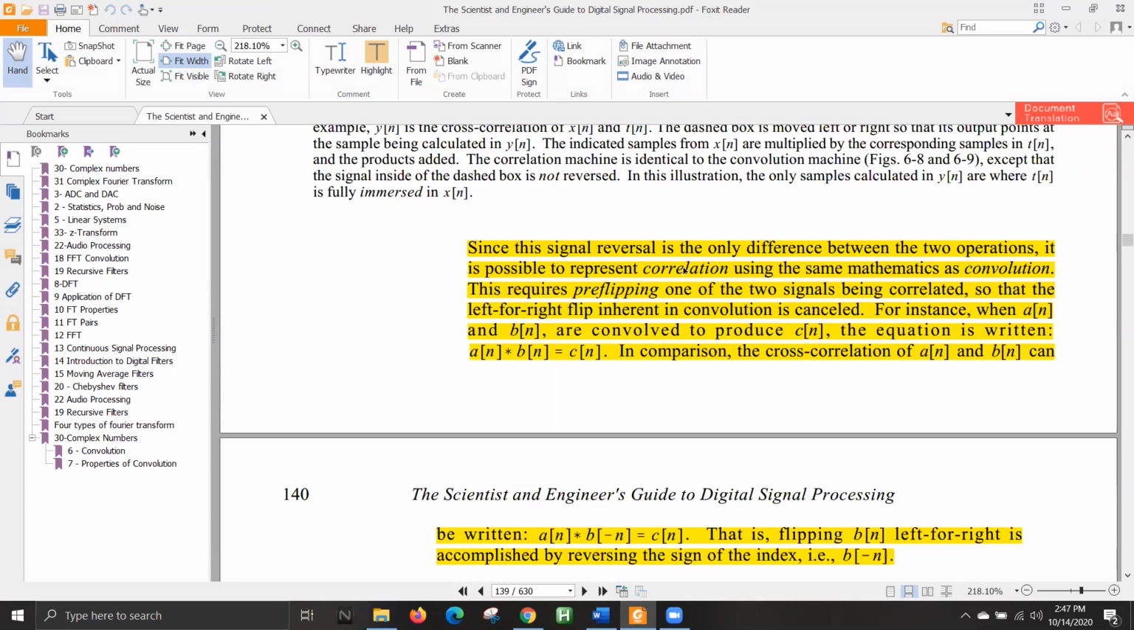So it is possible to represent correlation using the same mathematics as convolution. This requires pre-flipping one of the two signals being correlated, so the left or right flip inherent in convolution is cancelled out.